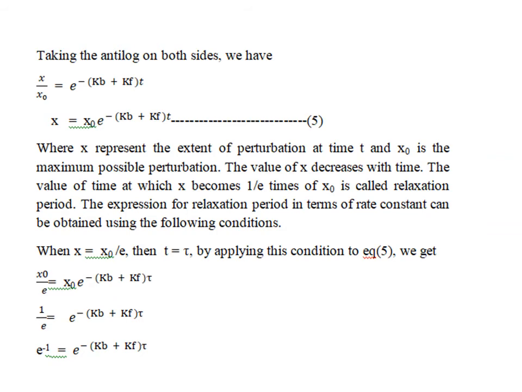Dear students, taking the anti-log on both sides, we have x over x naught. This will be equal to e raised to the power minus (kb plus kf) into t. Or if x naught is taken on the right hand side, then x will be equal to x naught into e raised to the power minus (kb plus kf) into t. This is equation number 5, where x represents the extent of perturbation at time t and x naught is the maximum possible perturbation.